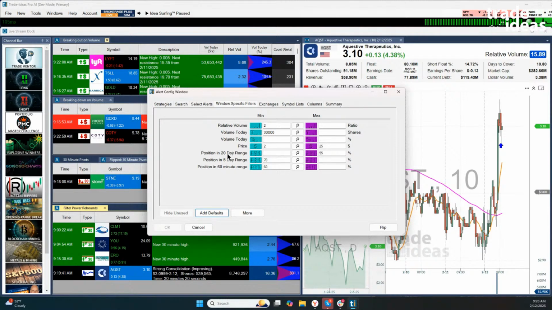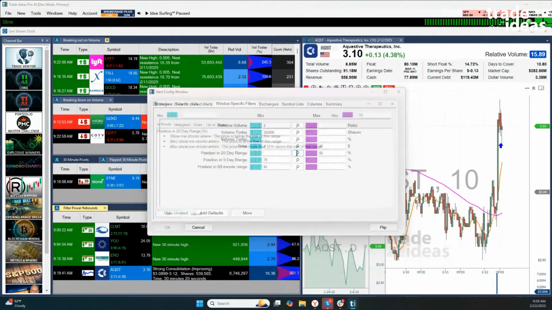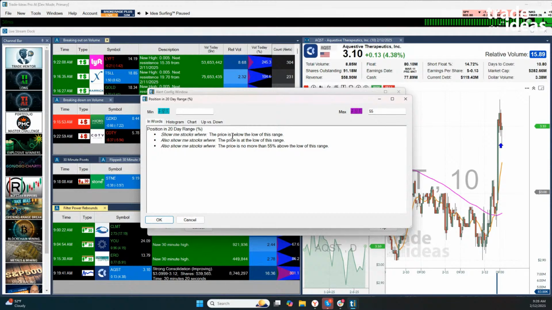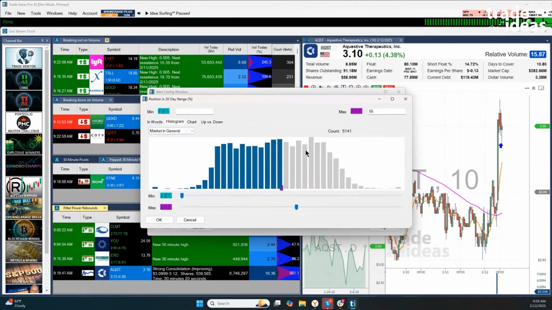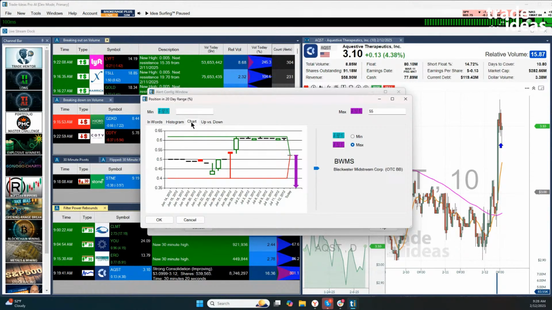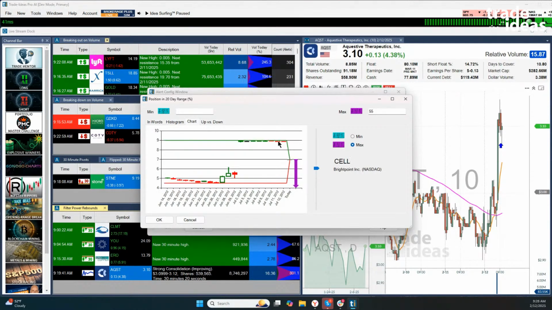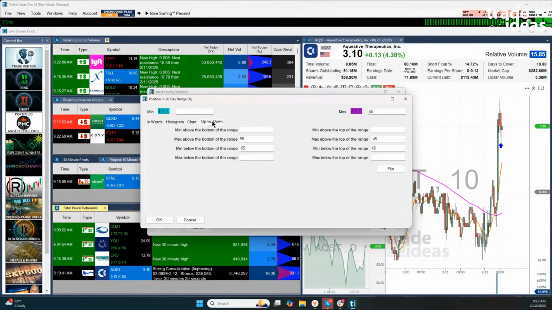This is the 20-day position and range. So notice I can go show me stocks where the price is below the low of this range. That's 55. Show me stocks with prices at the low of this range, and the price is no more than 55% above the low of this range. So I can see a histogram. I'm looking at 5,000 stocks. And just kind of like a visual example of what some of that could look like. There's so much power here.